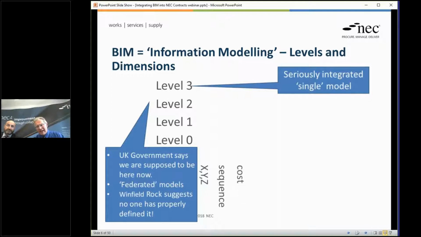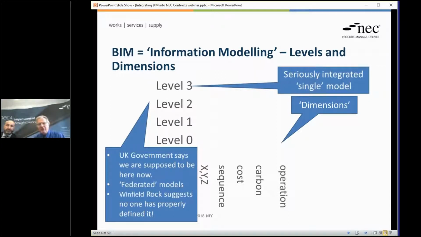Your various elements of assets. We can include the cost, we can include carbon, we can include operational costs and so on. BIM can have any number, really, of dimensions, and this is growing as BIM develops.